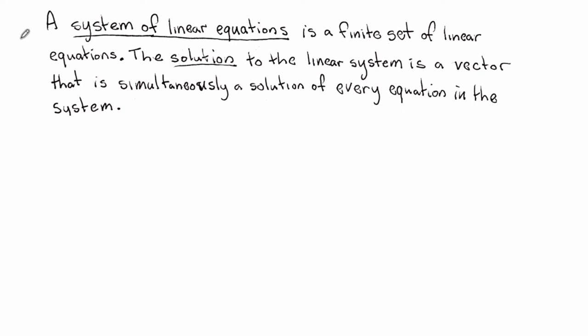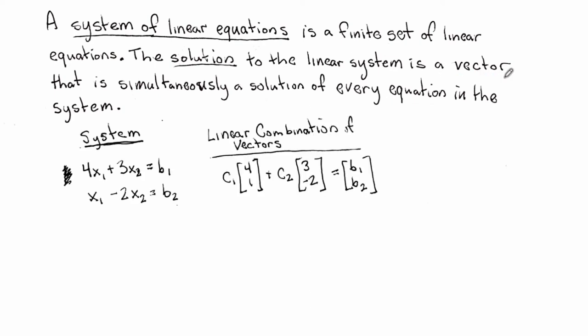So speaking of linear systems, a system of linear equations is a finite set of linear equations. A solution to the linear system is a vector that is simultaneously a solution of every equation in the system. So if we have a set of answers, x1, x2, x3, that's a solution to every equation in the system. This is just more formally stating what we've always thought about solutions to systems, except for the part where it's a vector.